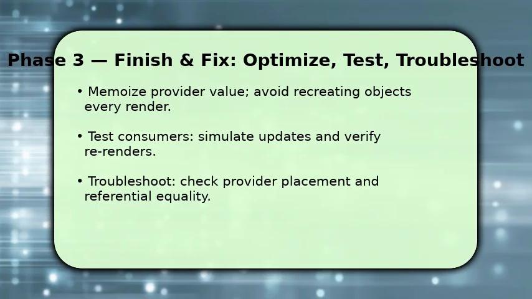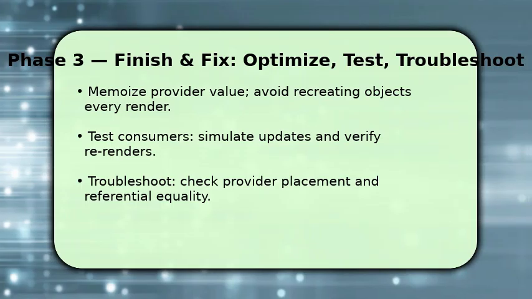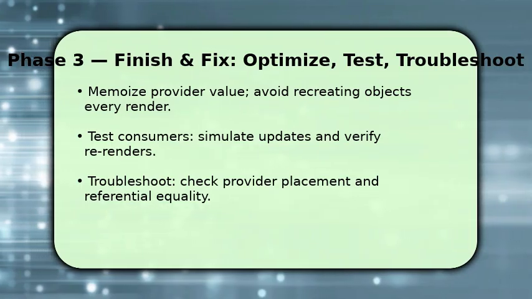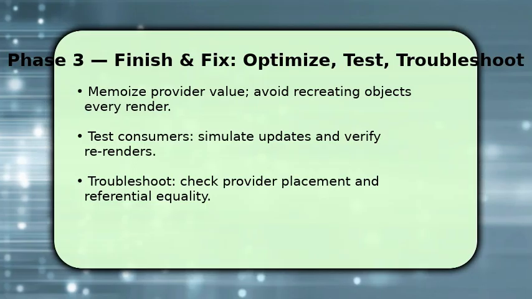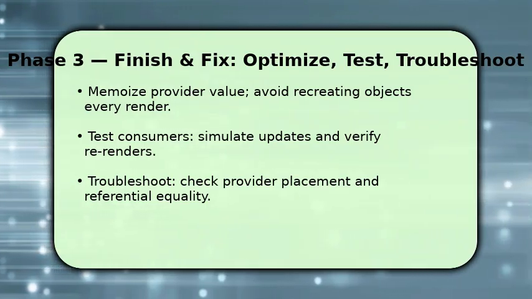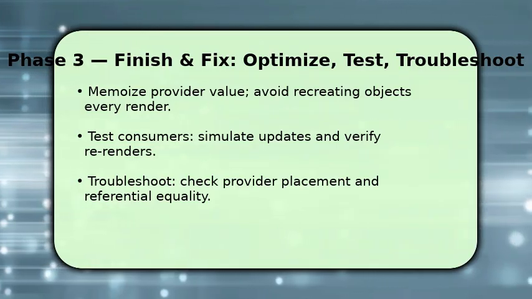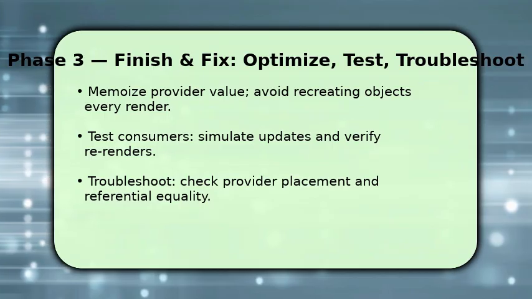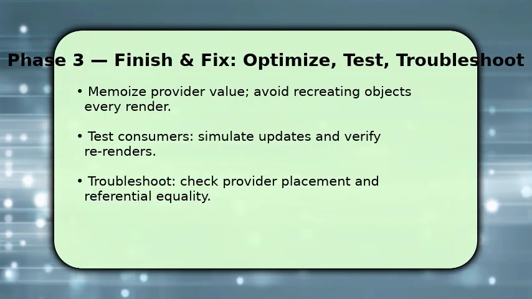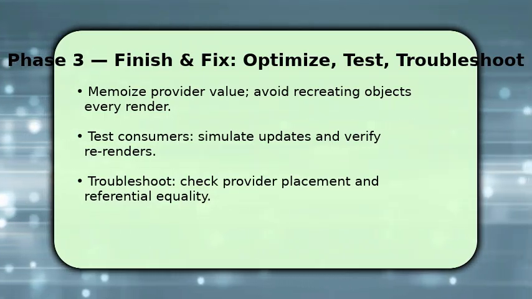only re-render when necessary. Then, test your consumers by dispatching updates and confirming the UI reacts as expected. If things go wrong, make sure the provider actually wraps the components that consume the context and check referential equality. Unstable objects recreate and cause unnecessary renders. Once fixed, your context API implementation will be predictable, maintainable, and efficient for the whole app.